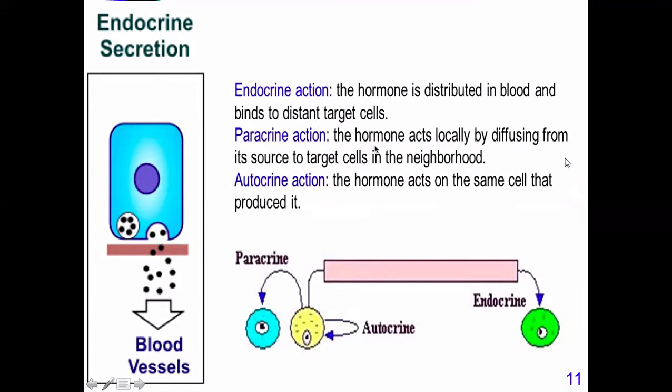For paracrine, the hormone acts locally by diffusing from its source to target cells in the neighborhood. So, if this is the producing or secreting cell, it will act on the nearby cells. Para means near, paracrine. When auto means self, the hormone acts on the same cell that produced it. This is the autocrine. So, sarili lang niya. There are 3 types of endocrine secretion: endocrine, from the production of the cell through the blood to the target organ, paracrine, and autocrine.